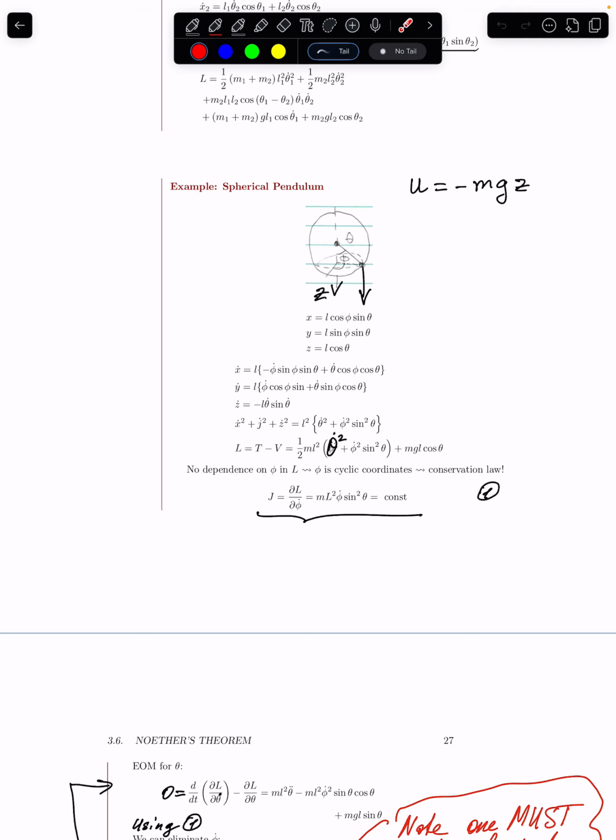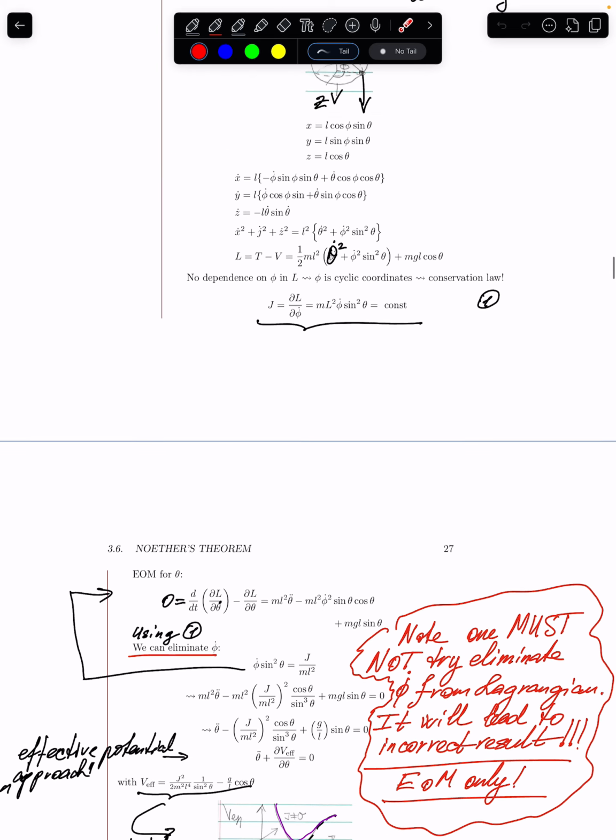The corresponding conservation law tells us that the quantity J, given by dL/d phi dot, which is nothing else but this combination if you take the derivative of the Lagrangian with respect to phi dot, is a constant. I will call this combination J. Let's call this equation number 1. We will refer to this equation as we move along.